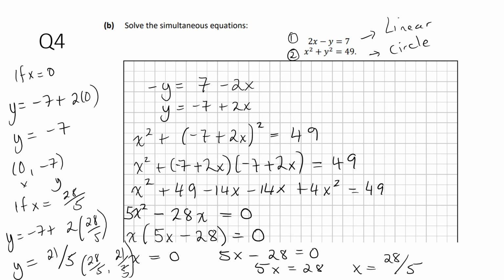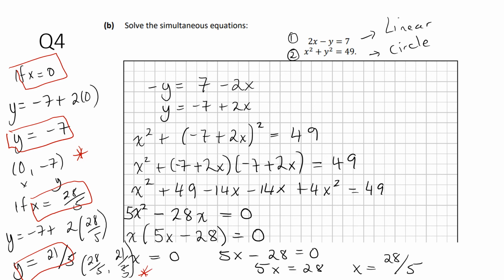So your values are here, okay? So x is 0, y is minus 7, and then you have x is 28 over 5, and y is 21 over 5. So that's a 20 mark question. So I just put the x and the y together to form coordinates, because sometimes they ask you to find the points of intersection, and that's where they both are there.